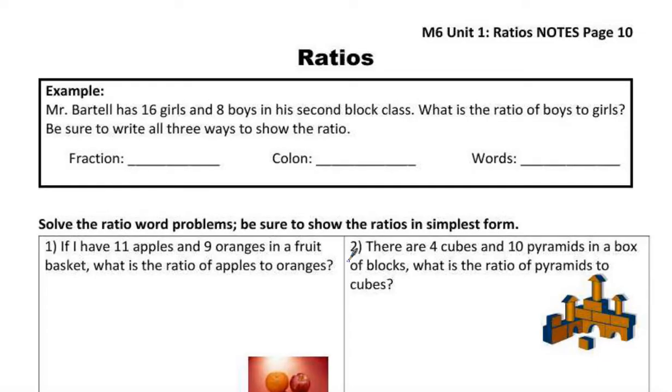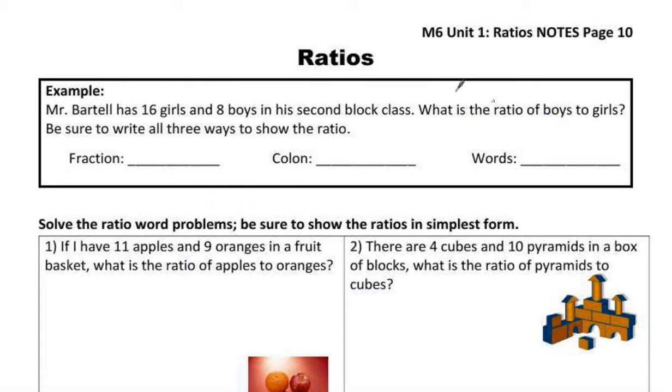So let's jump over to page 10. On page 10, there's an example, and this is writing ratios. Mr. Bartell has 16 girls and 8 boys in his second block class. What is the ratio of boys to girls? Be sure to write all 3 ways to show the ratio. Now remember, there are 3 ways to write a ratio. You can write it as a fraction, you can write it with a colon, which is those 2 dots, and you can write it with the words, which is the word to.